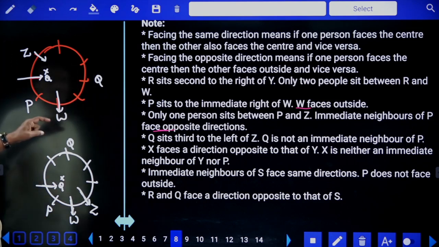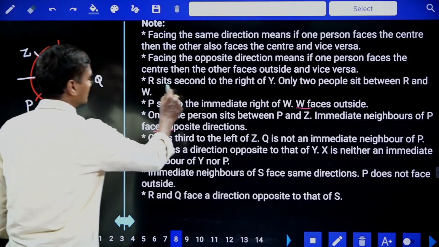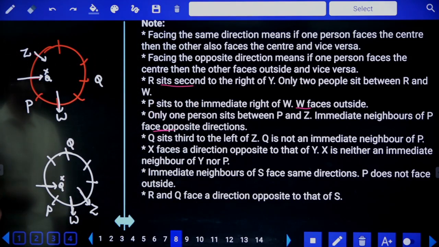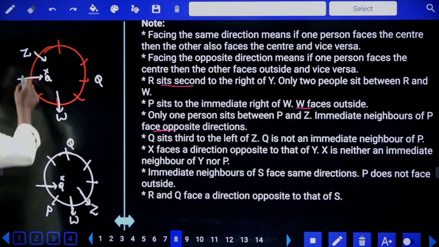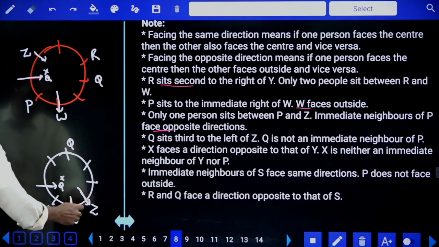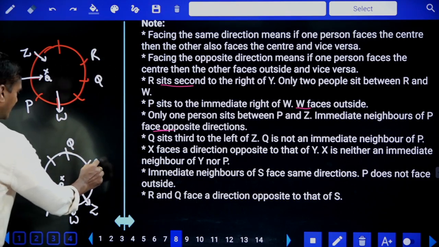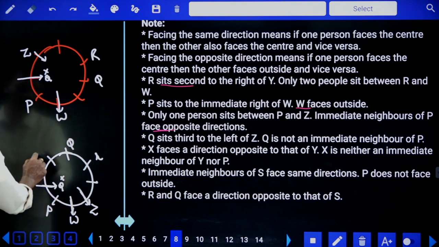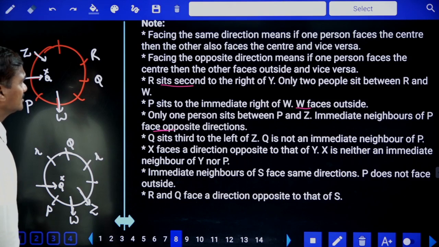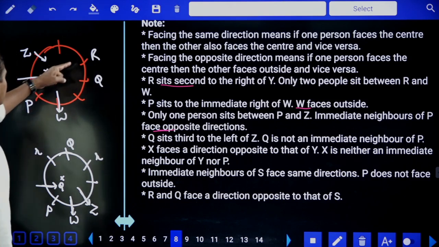R sits second to the right of Y. R sits second to the right of Y, here is given. Only two people between R and W. Only two people between R and W, go up to 1, 2. R is here. Only two people between R and W, 1, 2. R can be at this place. 1, 2. R can be here. There are two possibilities here. Here only one is there. And R is seated second to the right of Y.